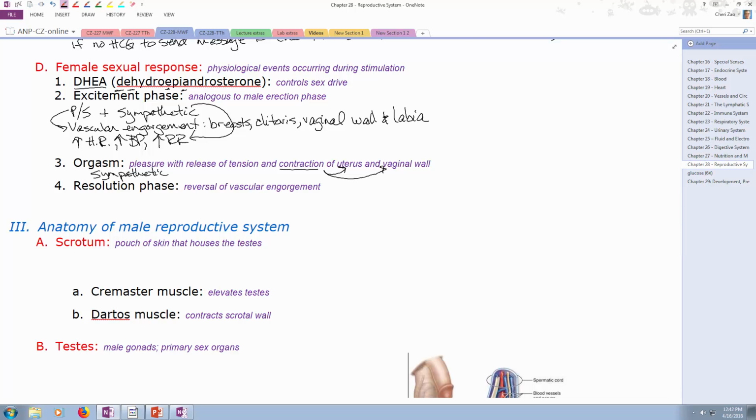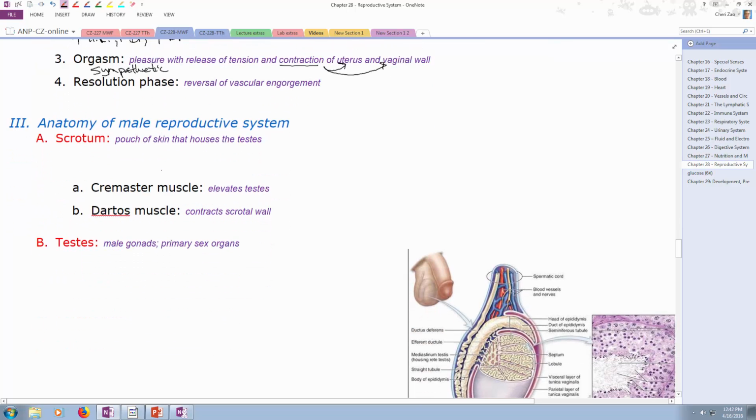So that's the female system. Now we're on to the men. Got done talking about gals, now we'll talk about guys. All right, so here we go.